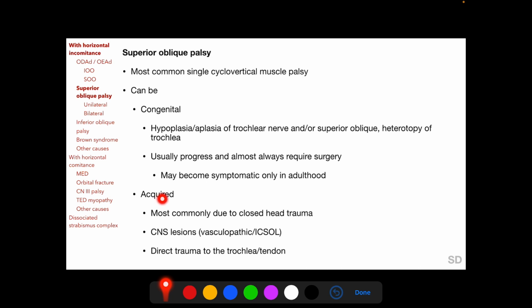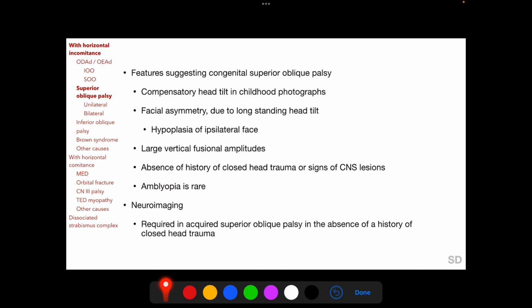Acquired superior oblique palsy is most commonly due to closed head trauma. Less commonly, CNS lesions which can be vasculopathic or compressive, or direct trauma to the trochlea and the tendon, can cause acquired superior oblique palsy. It is important to recognize the features suggesting congenital superior oblique palsy. Childhood photographs of the patient will show compensatory head tilt. Because of the compensatory contralateral head tilt, there will be hypoplasia of the ipsilateral face.